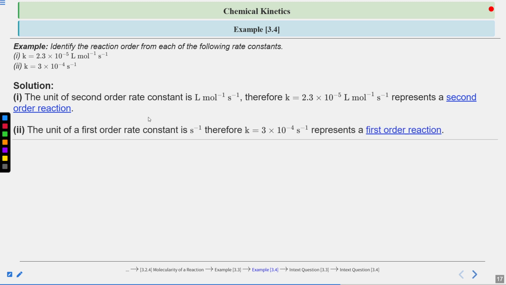Similarly, for the second K value, the unit of a first order rate constant is second inverse. If you observe, the unit of the first order rate constant is given by second inverse, and it is the same unit which is present in our second choice of the rate constant. That's why, since both are the same, we can say that K is equal to 3 times 10 to the power minus 4 second inverse, which is representing a first order reaction.